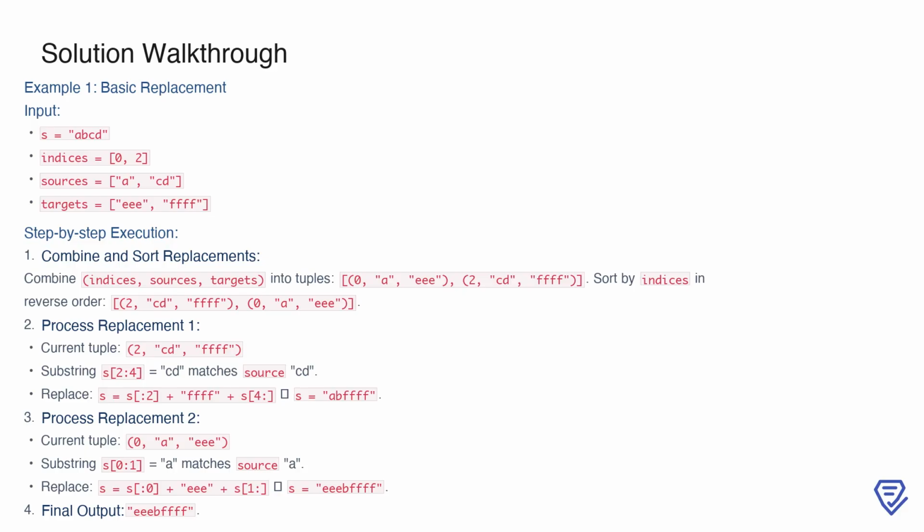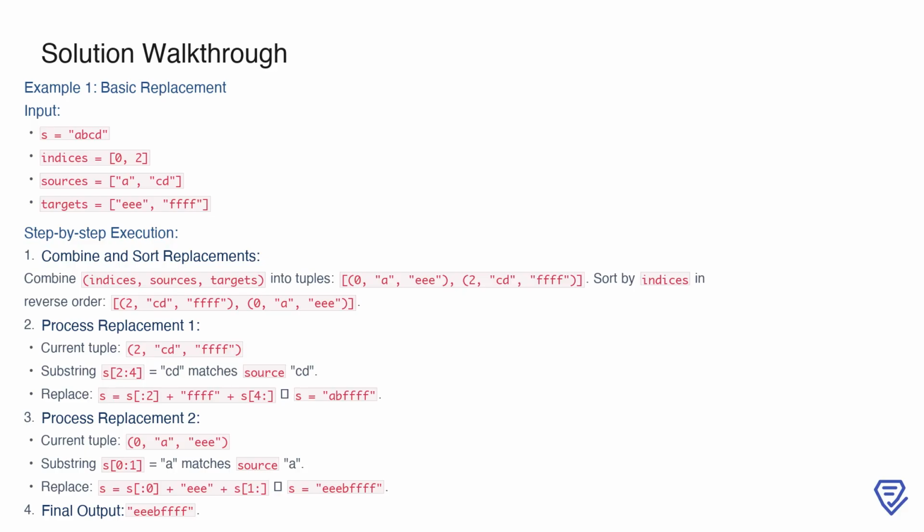To solve this problem, we start by combining the given indices, sources, and targets into tuples. Here, the input string is ABCD, the indices are 0, 2, the sources are A, CD, and the targets are E, FFFF. Combining these gives us the tuples (0, A, E) and (2, CD, FFFF).